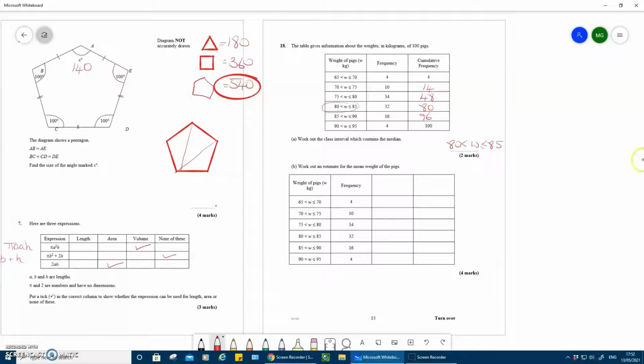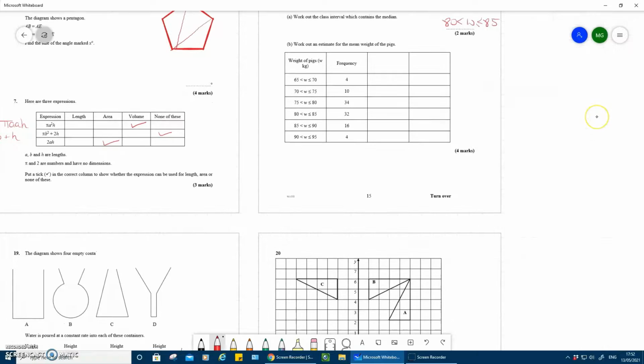An estimate for the mean would be, well, we pick the midpoint. We don't know how heavy the pigs are, but we pick the midpoint. So the pigs are between 65 and 70, so we're going to call them 67 and a half. Between 70 and 75, so 72 and a half. It's a bit of a nuisance, this one. 77 and a half. 82 and a half. 87.5 and 92.5. And now we do frequency times midpoint.